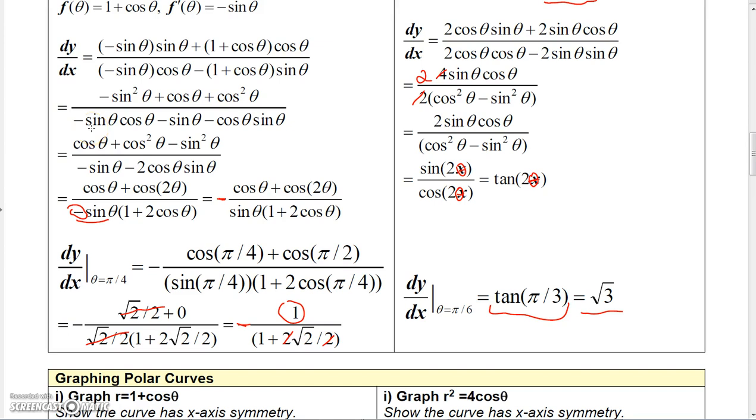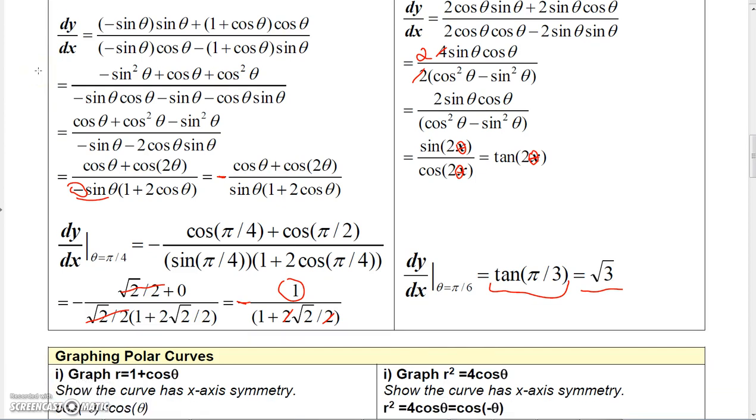So that completes this portion of this video. On the next video, I'm going to talk to you about graphing polar curves using a chart. So be sure and look at the next video for the graphing portion.